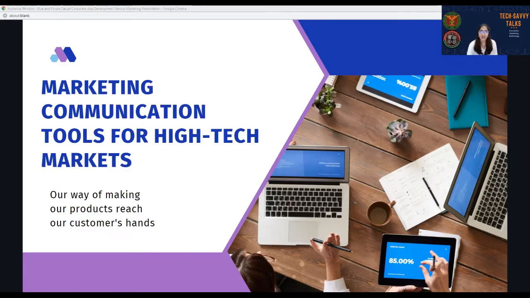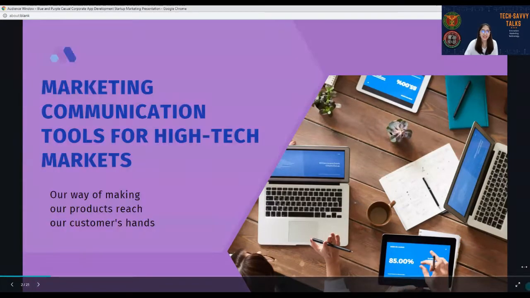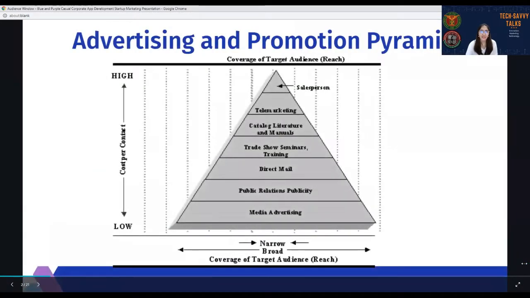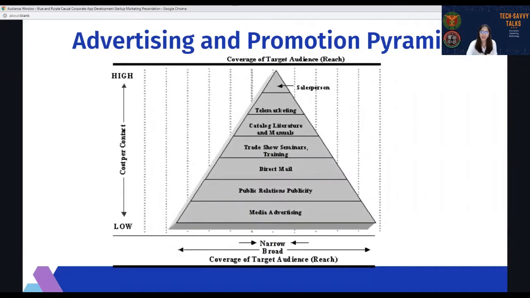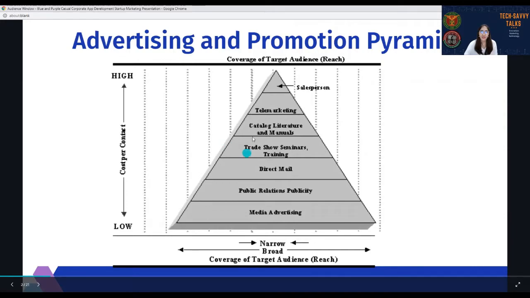And from where Sir Marlon started discussing the parts of the advertising and promotion pyramid: the media advertising, the public relations publicity, the direct mail. The rest of the parts of the pyramid shall be discussed in this segment.